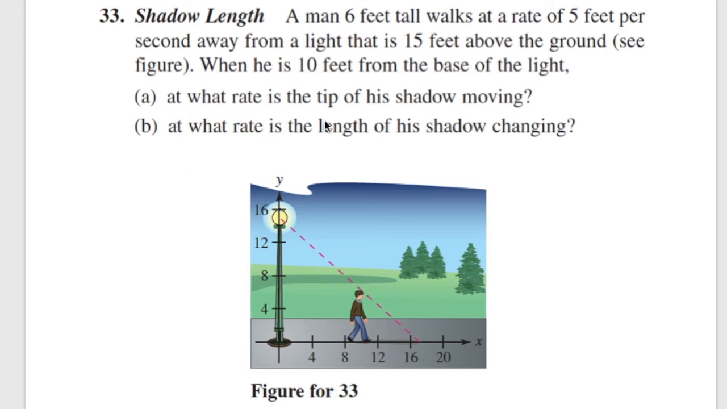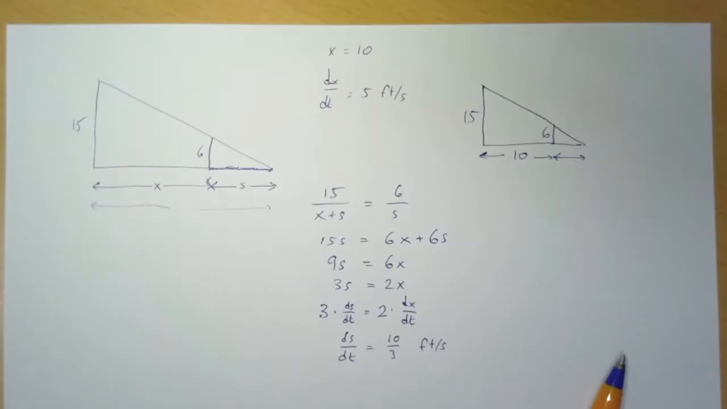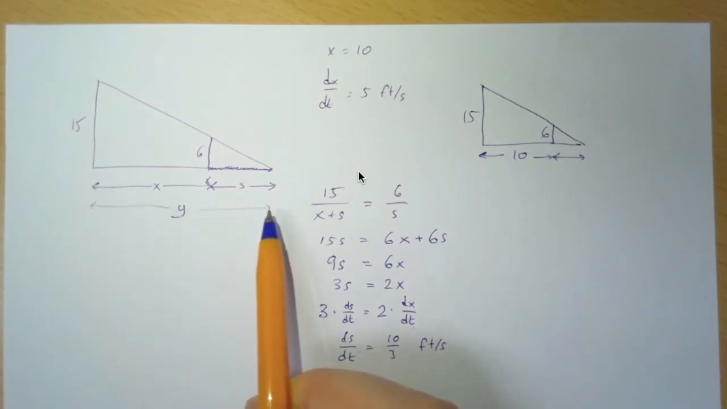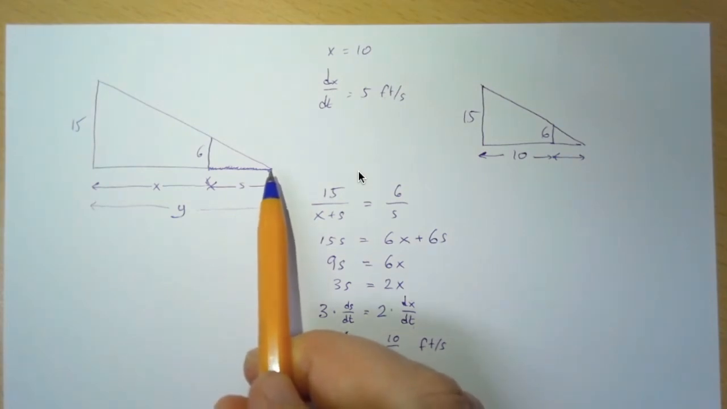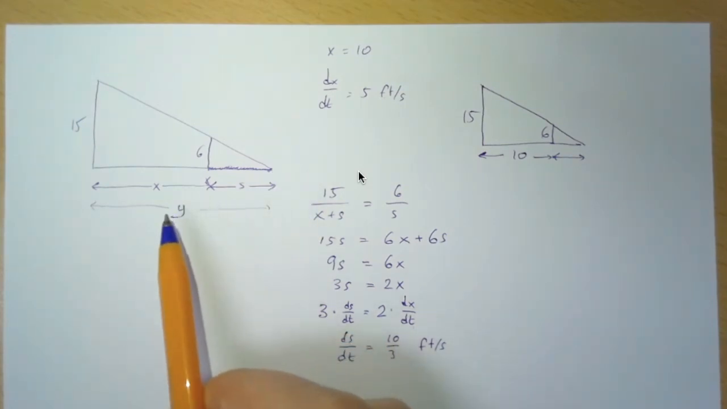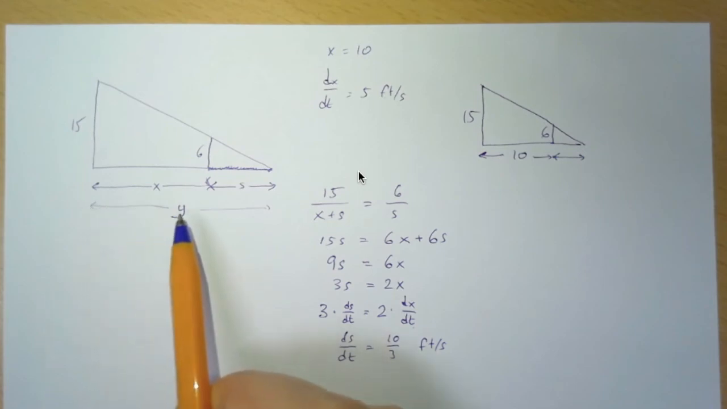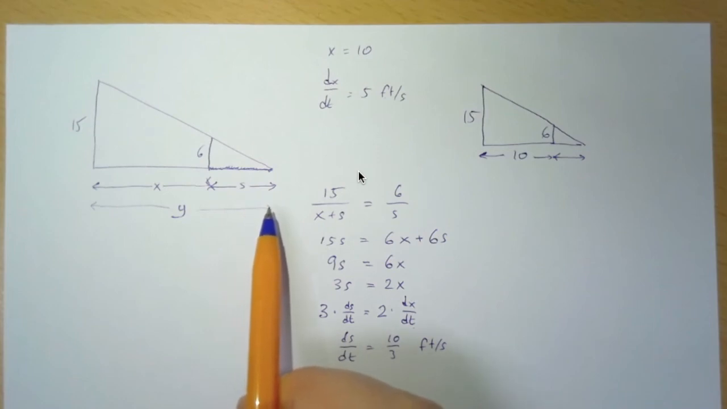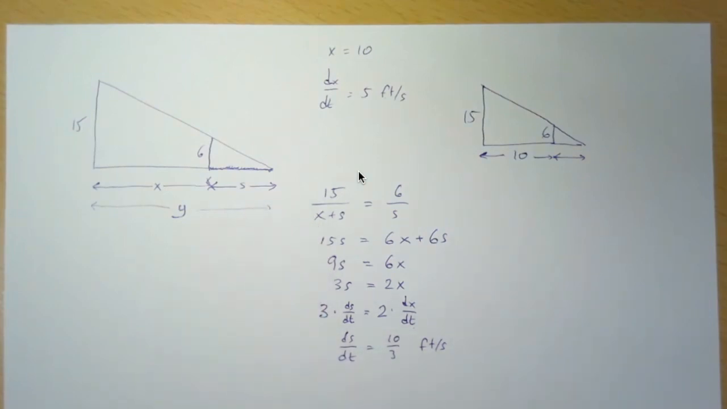At what rate is the tip of his shadow moving? That means how fast is this point moving this way? And that actually requires us to study how this whole length that I'm now calling y is changing. If I'm studying how fast this point is moving, I'm actually studying how quickly this y length is changing. It's like a rubber band. How fast am I stretching this to the right?